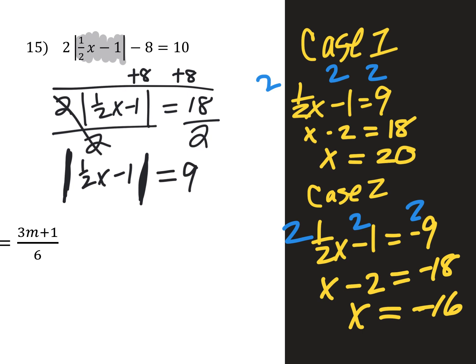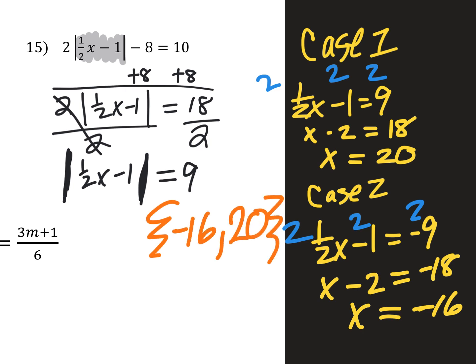So if you're going to put your answer in there like officially correctly, again, there might be some extra credit for you for doing that. Your little bracket, -16, 20, close the bracket.